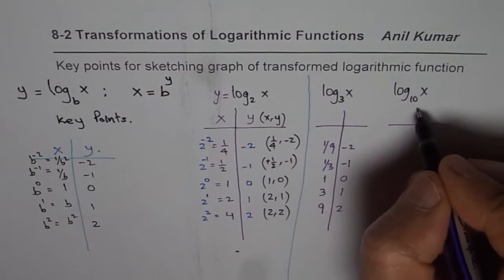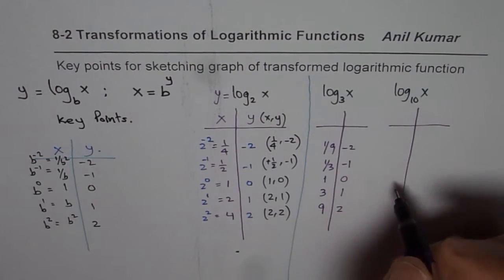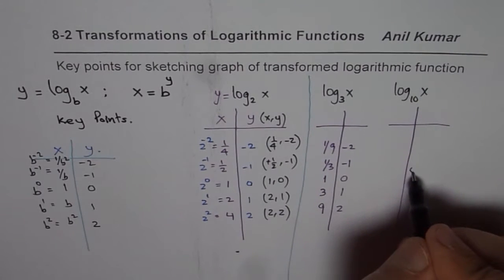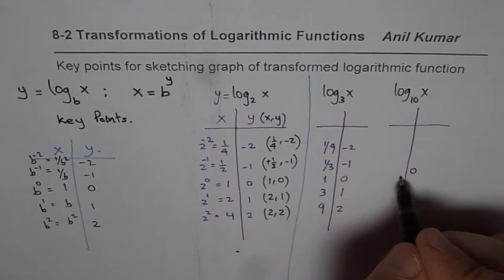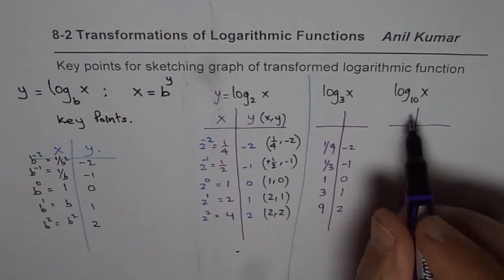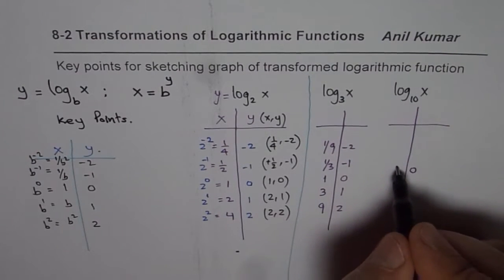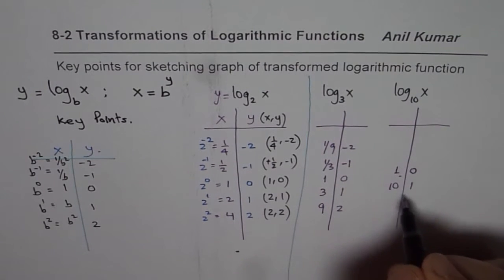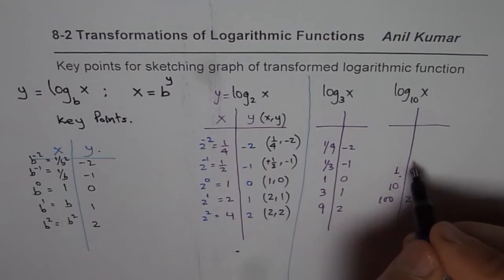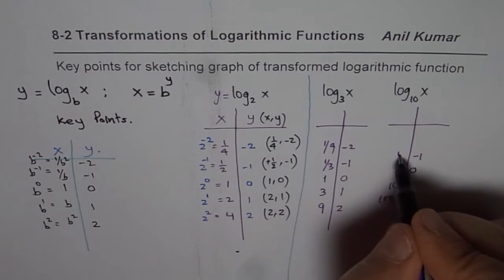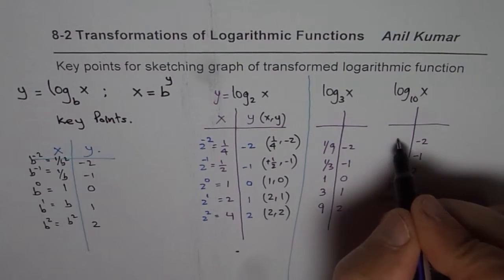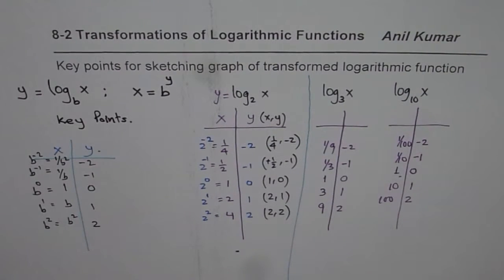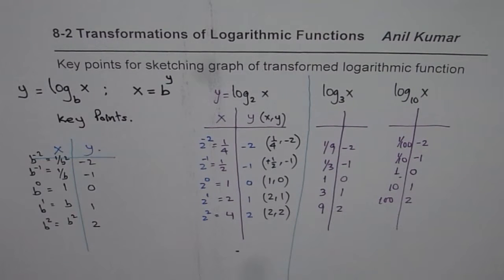Let's go one more time. This time with base 10. Okay, so if you want to get a 0, then it should be what? It should be 10 to the power of 0. Anything to the power of 0 is 1. This is the very critical point. 10 to the power of 1 is 10. 10 to the power of 2 is 100, right? 10 to the power of minus 1 is 1 over 10. 10 to the power of minus 2 is 1 over 100. So likewise, you can get key points for any logarithmic function, right? So these are your key points.